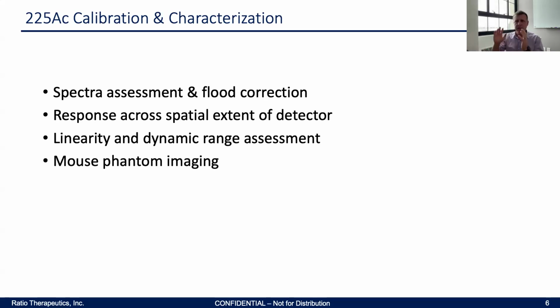A lot of this is prerequisite work that's interesting, but also has to be done, because if we see results that are confounding with a mouse phantom, we don't want to put in that energy to look at the in vivo animal imaging.